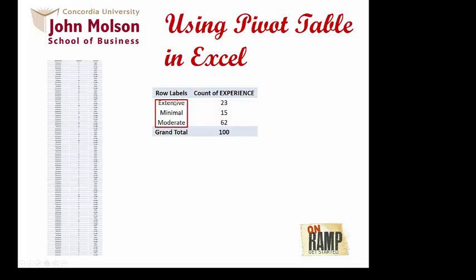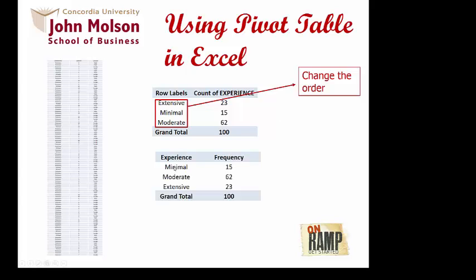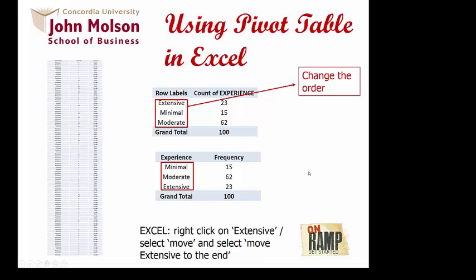We don't have an increasing intensity. Instead, it's extensive, minimal, moderate. So this needs to be changed. We need to change the order. That can be done very easily in Excel. And we will have this way, we will have the minimum, moderate, extensive for the total. The command that we will use is by right-clicking on extensive on this item here. Select to move it till the end of the list. And we will show that in a demonstration a little bit later.